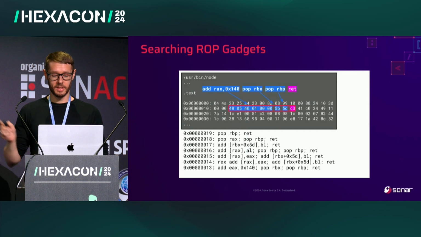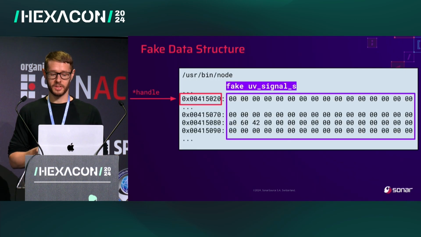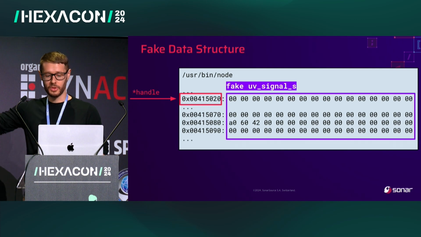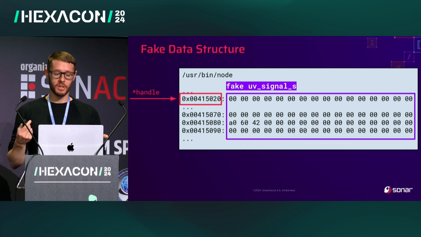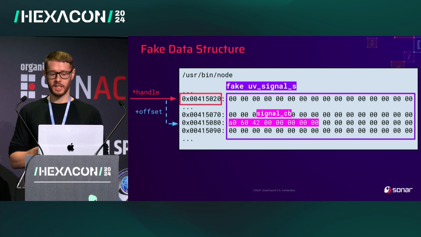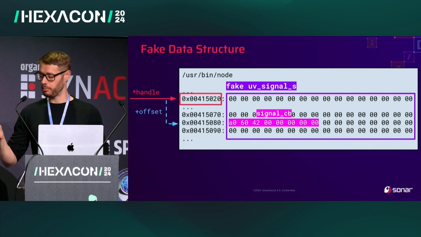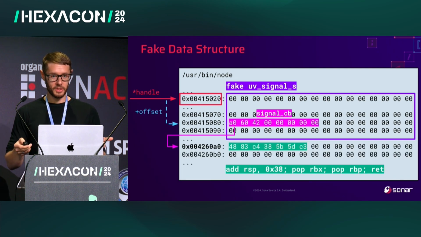In our case, however, this is not exactly what we need. What we need is a valid fake signal data structure in the Node.js image, because we have this double indirection: a signal message data structure with a handle pointer to the signal data structure, which in turn contains a callback function pointer. So here at offset hex 60, the signal data structure should contain a valid pointer so that it overlaps with the signal CB function pointer. And this pointer should reference a useful ROP gadget.